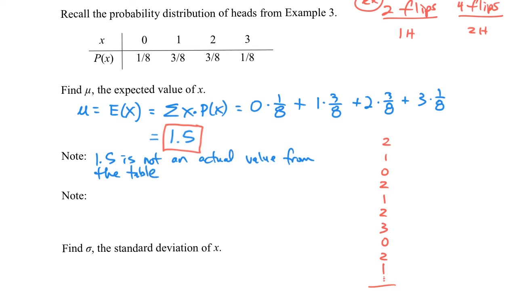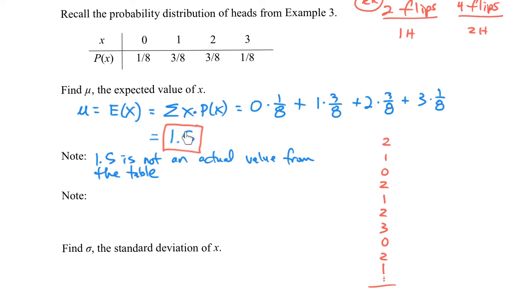Okay, and that's okay. It doesn't have to be an actual value on the table. So in this experiment, I'm never going to get 1.5. I'm always going to get one of these, 0, 1, 2, or 3. This is just a long-term average. It's the expected value. If I flip a coin 3 times, I would expect to get, on average, 1.5 heads, right? Half of them heads.